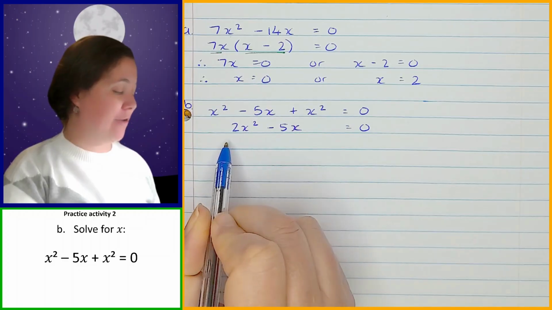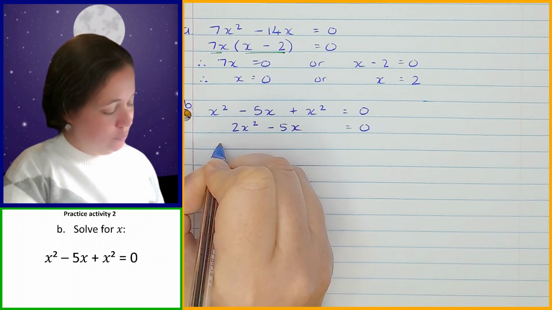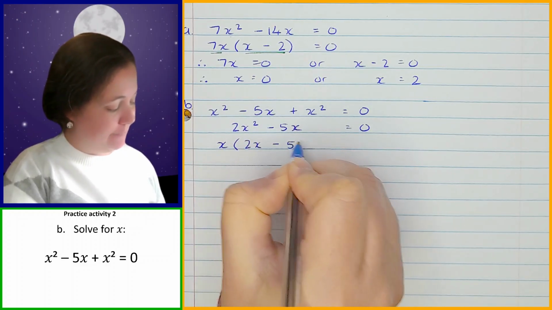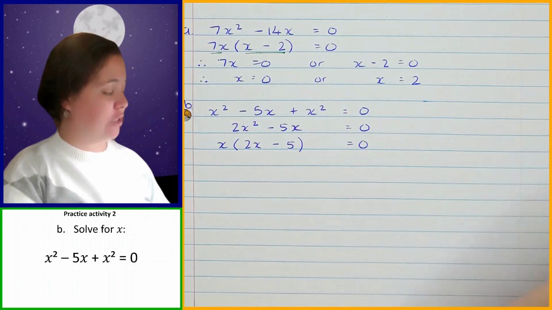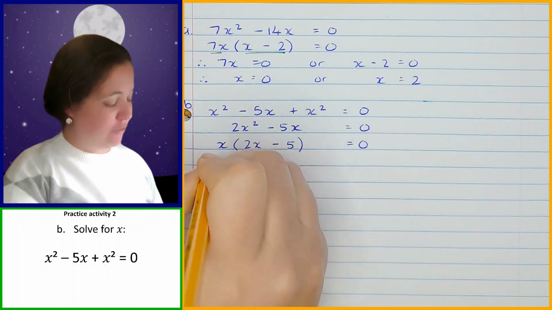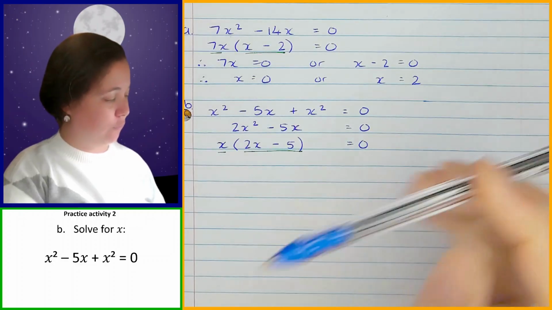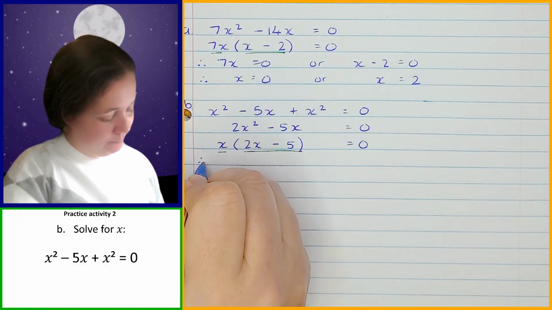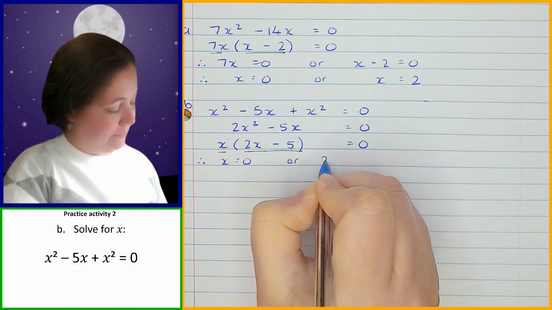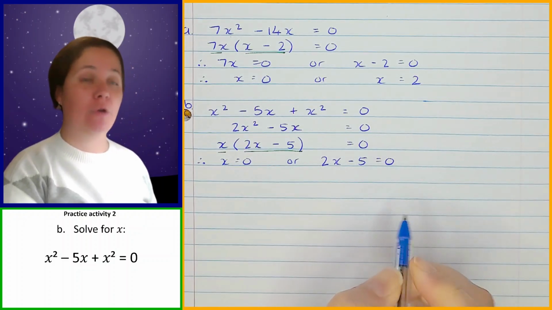Now I'm going to go and factorize it. So I have a common factor of x, which I'm going to take out. That leaves me with 2x minus 5 equals 0. So now I've got a factor times a factor equal to 0. So I can make each of those factors equal to 0 separately. So therefore, x equals 0, or 2x minus 5 equals 0. And now I can solve for x over here.